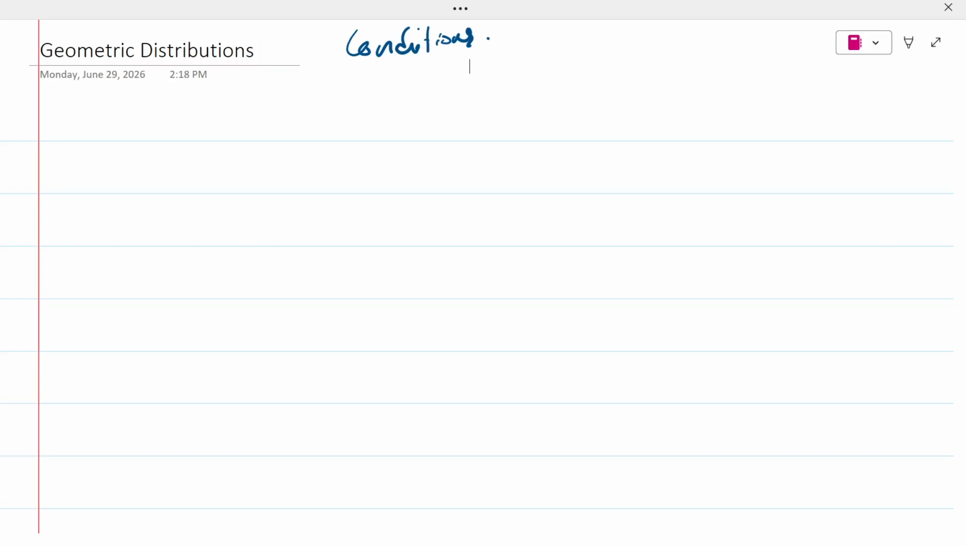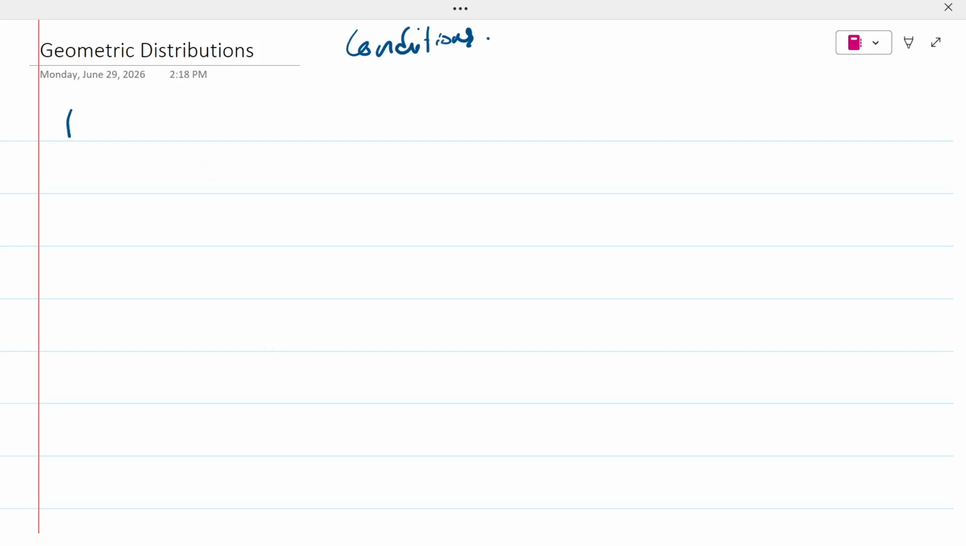you keep on repeating an experiment until the first success occurs. So in binomial distribution, you could have more successes, and in geometric distribution, you could have fewer. You could have only one success, right? You keep on repeating an experiment, the moment you find yourself the very first success, the experiment is over, right?